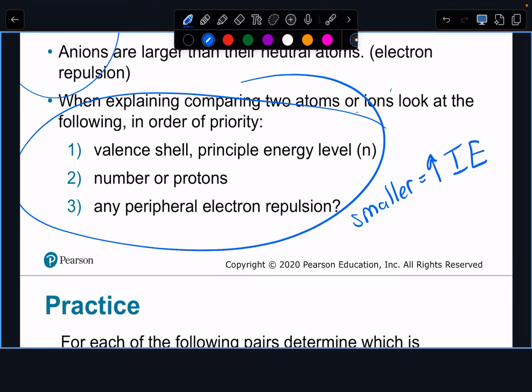Okay, so keep these 3 things in mind. We're going to take those back. Well, maybe I can stay here so we have them in front of us.